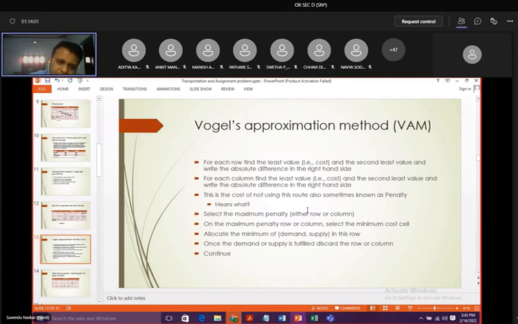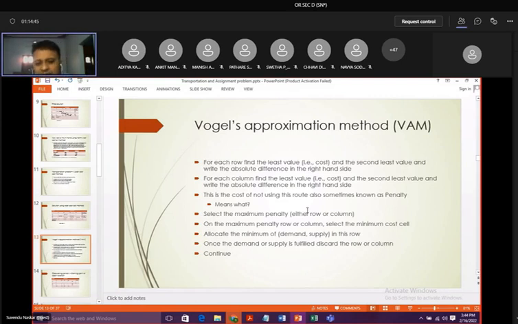We will obviously solve some of these by hand. For each column, find the least value. Whatever we have done for the row, we will do for the column. This is the cost of not using this route, also known as the penalty. Select the maximum penalty, which may be in the row or in the column. If there is a tie, you can break it randomly, or have your own algorithm. I typically choose among those where I can allocate the maximum. On the maximum penalty row or column, select the minimum cost cell.